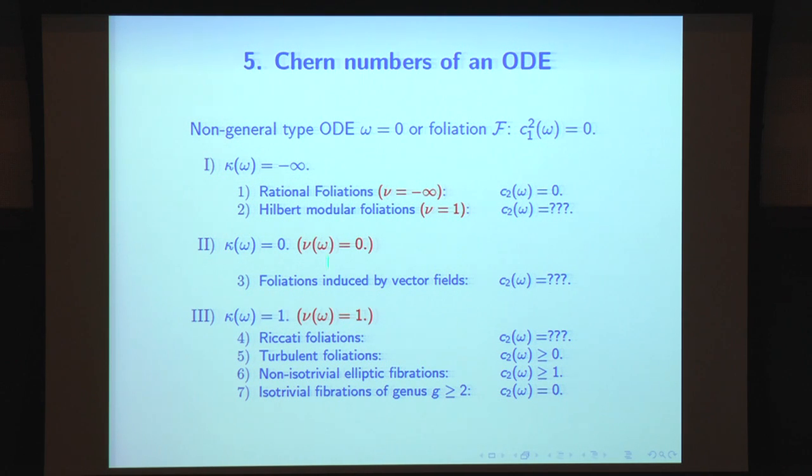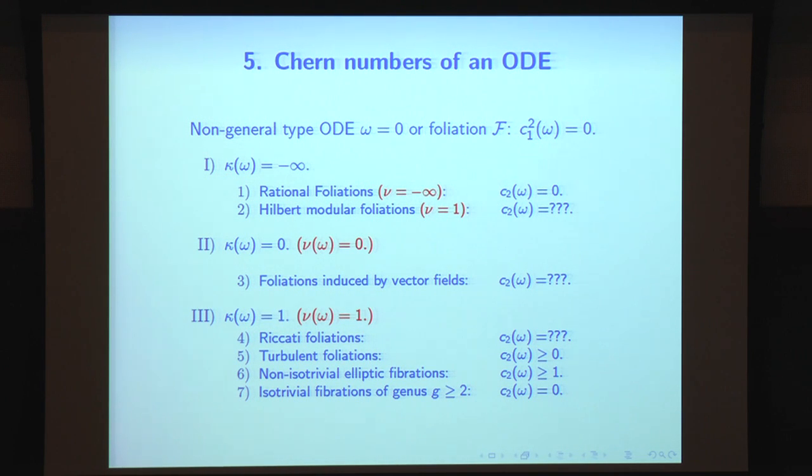This is the birational classification. So for the question mark, we don't know the lower bound for these equations, for these classes. So what is the Hilbert modular foliation? Foliation induced by vector fields, Riccati foliation, turbulent foliation. So we can use the language of foliation. We can also use the language of ODE. They are the same because an ODE determines the foliation, and the foliation determines the ODE. So the two notations are the same, ODE and foliation.